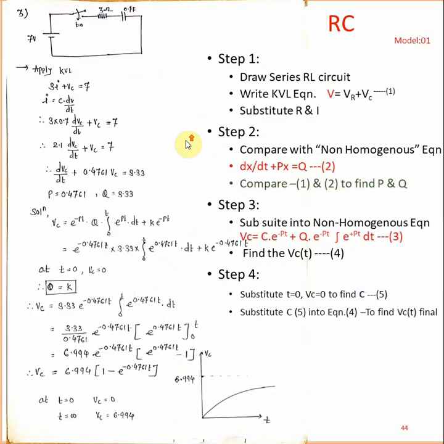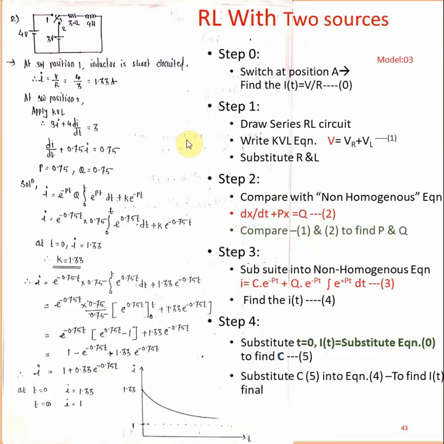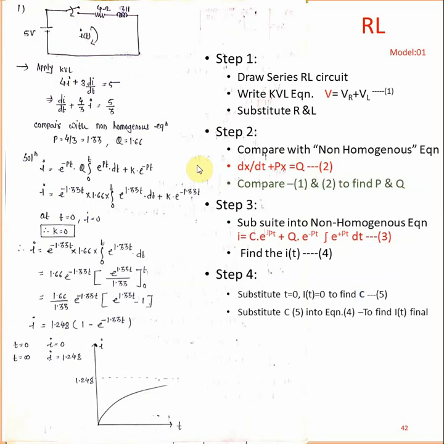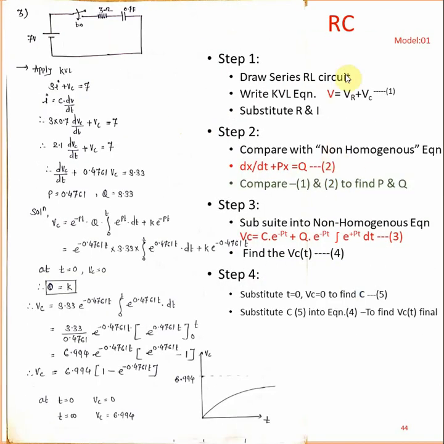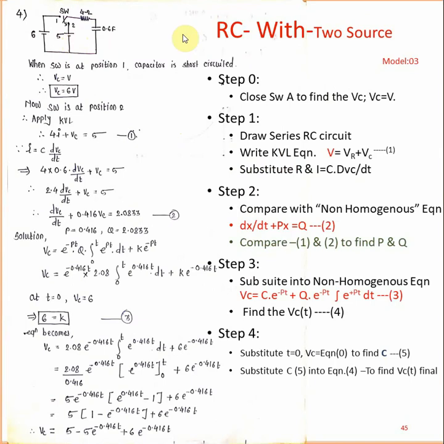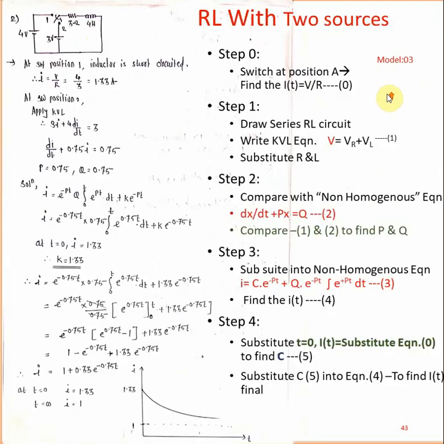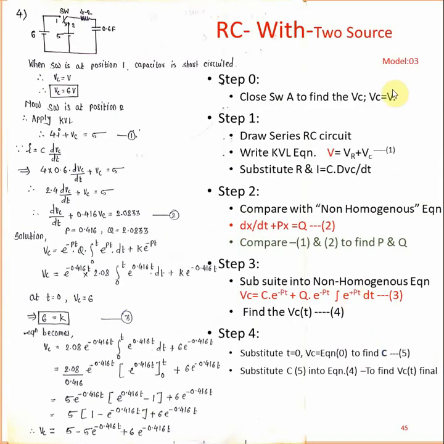RL and RC circuits. Two problems we discussed about RL, model 1 and model 3, and RC circuit model 1 and model 3. Only one thing you want to keep in mind: here is a VC. Previously, RL circuit means I. That I value can be substituted into the fourth equation. Similarly here, the VC value is substituted into that fourth equation.